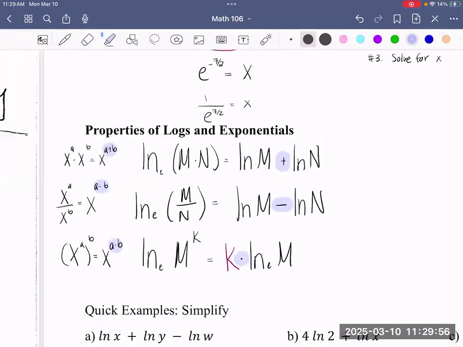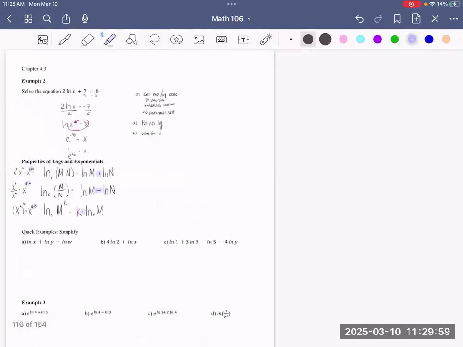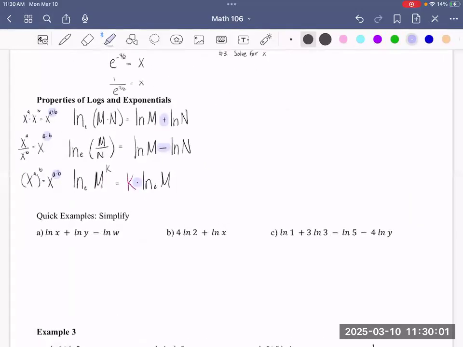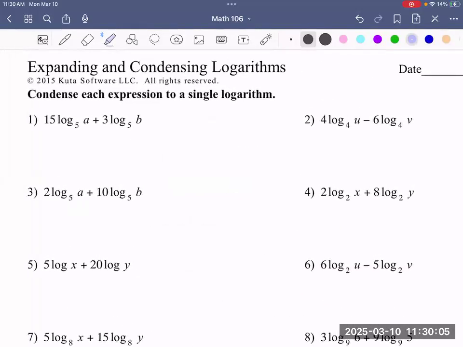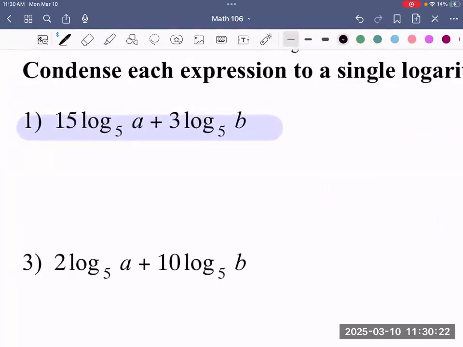So let's practice those really quick. Let's do just a couple of these over here. So let's do number 1, number 2, number 4. Let's just do those first few. So if we were going in that reverse aspect, right?